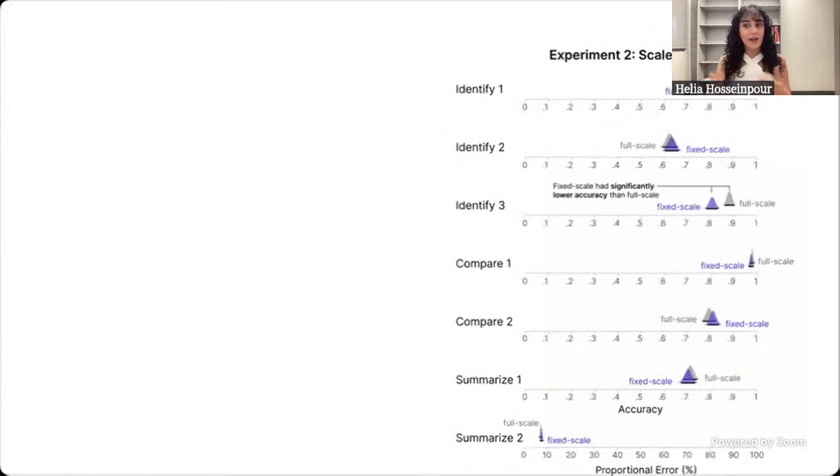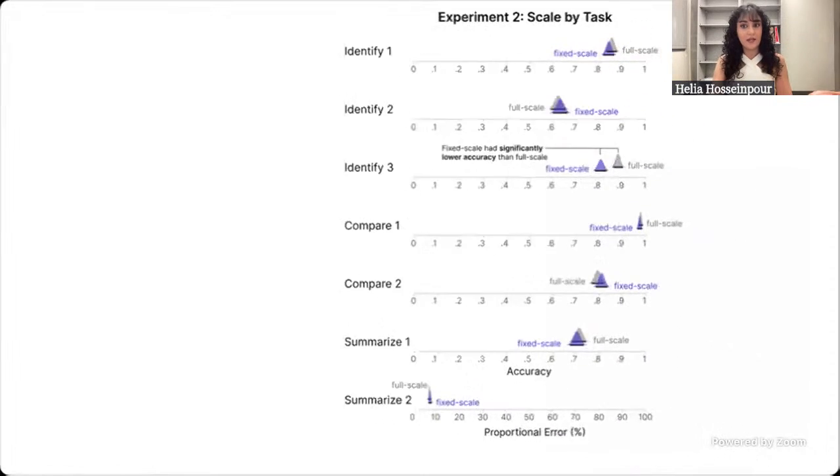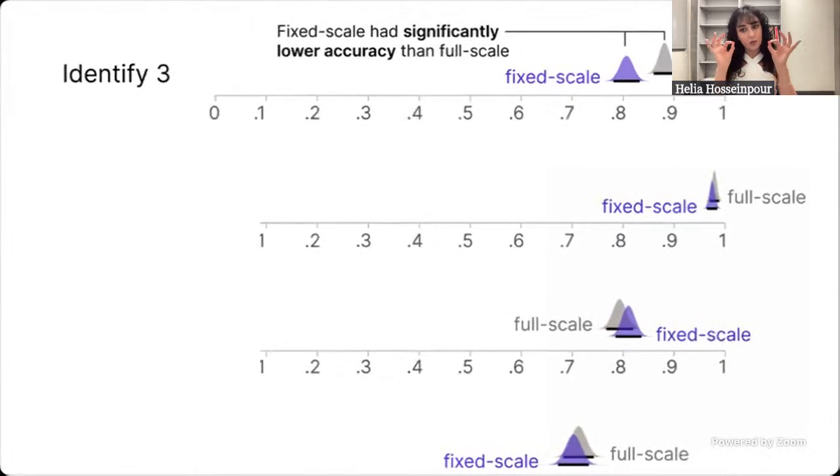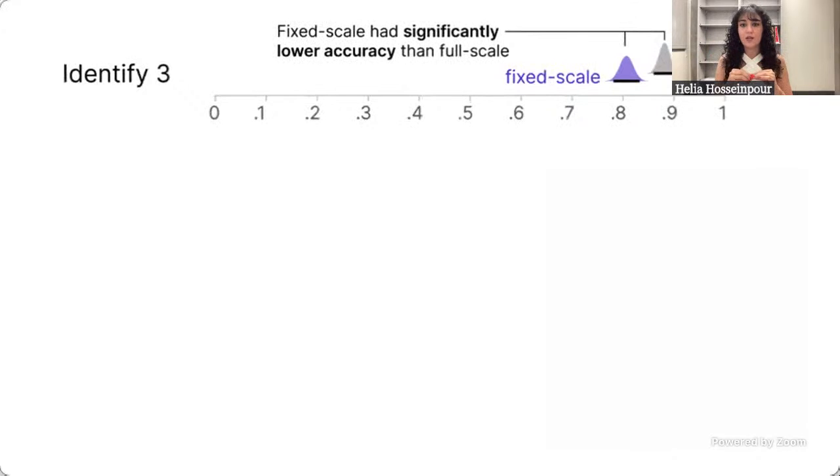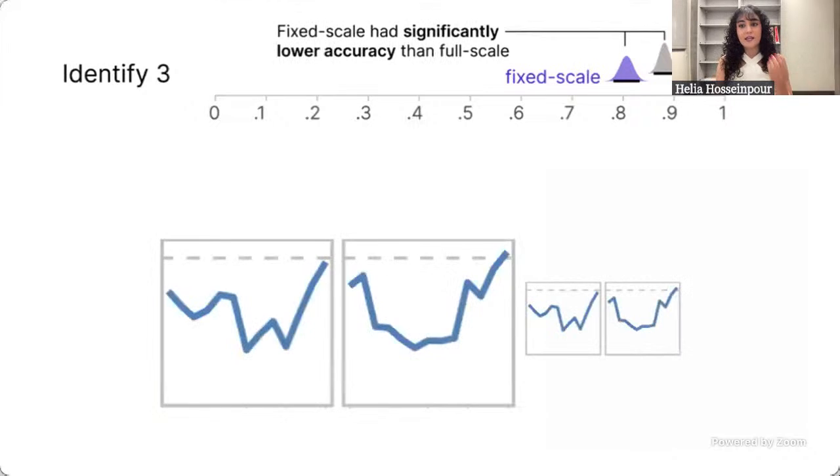For frame size or frame scale, again in tasks like Identify 3, where participants had to spot where the trend line crossed a threshold, smaller frame sizes resulted in lower accuracy compared to full-scale larger frames. And here we can see that participants struggled more with smaller frames because the visual details were harder to discern.